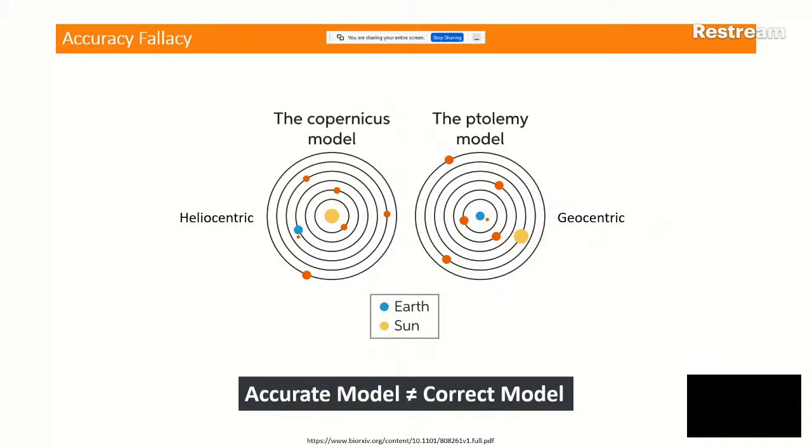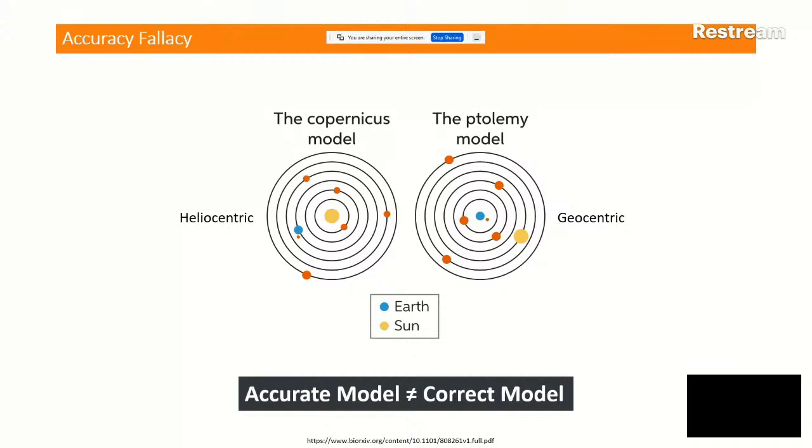Now, interestingly, both of them created these models and then predicted the movement of all these celestial objects or planets around us, and both were very accurate. Now, I don't have to tell you obviously which one of these two models is correct. Obviously, the Copernicus model, we know that the sun is at the center of our solar system. But did they create an accurate model?